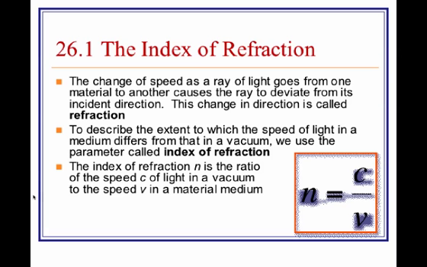The index of refraction is a constant for every different material. It's basically a number that describes the ability of light to move through that object. The material needs to be transparent so that light can travel through it, but the index really relates the speed of light within that medium to the speed of light within a vacuum. The index of refraction, once again, is just a number.